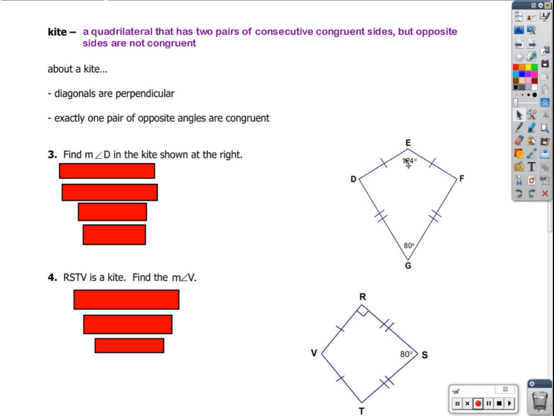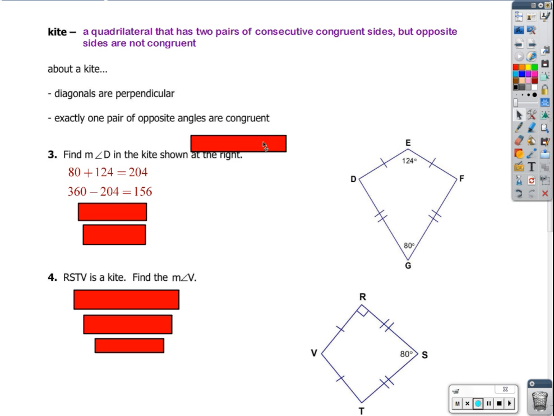I know I have 124 and 80 degrees. I add them together to see what the total degrees I already know is. I subtract that from 360, and I can see that D and F together have to be 156 degrees. Since I know that they're equal, I can cut it in half, and therefore I know the measure of angle D is 78 degrees.